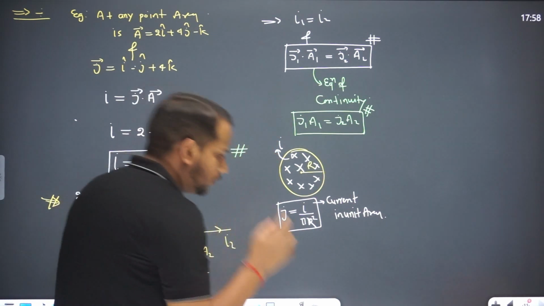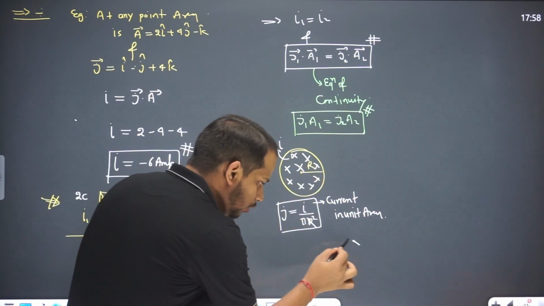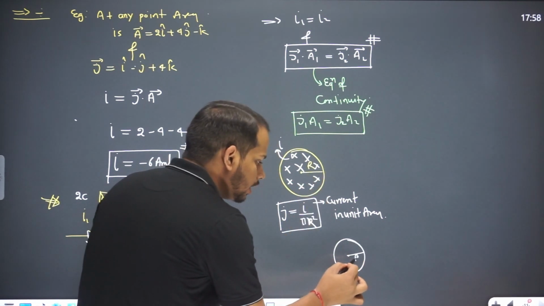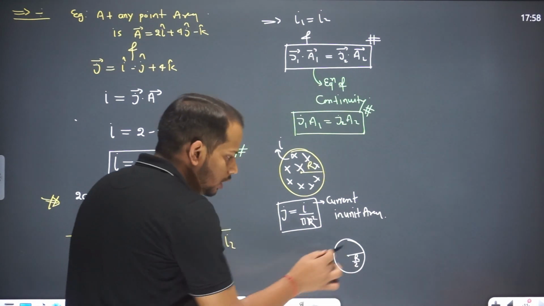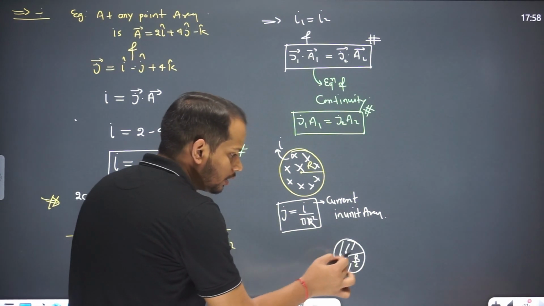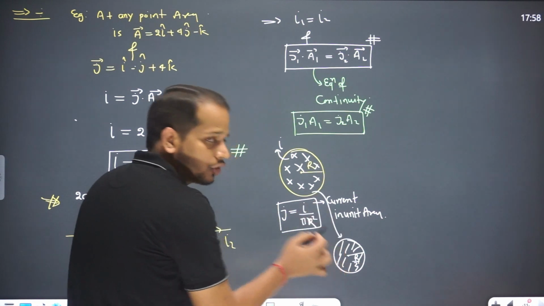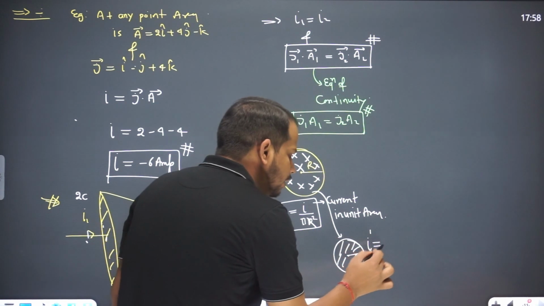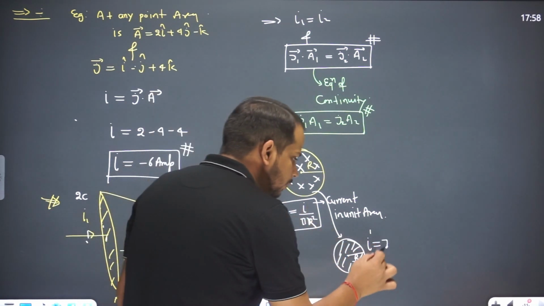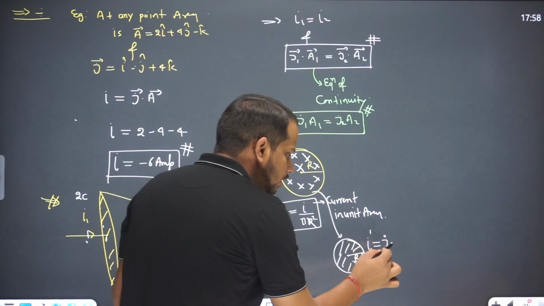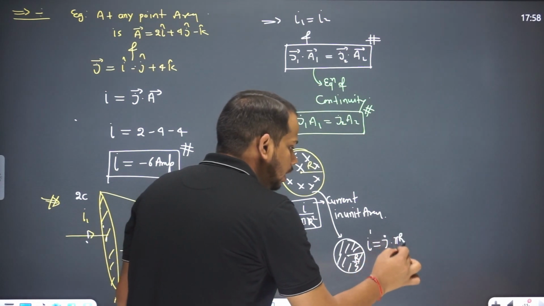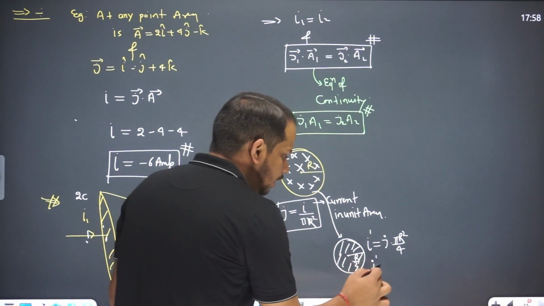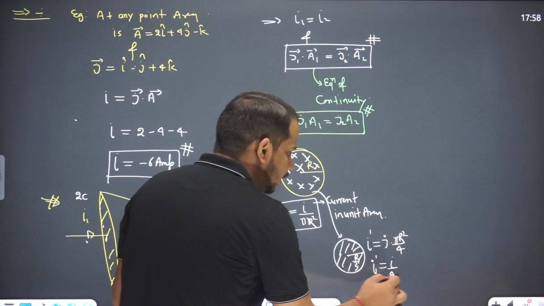Because if I ask you now, for this one, we have taken only this area, that is R by 2 over here. Now I will ask you, what is the current in this region? It's a part of this one, right? So you will say the current in this one is I dash, which is equal to the current in unit area, J, times the area here, which is pi R square by 4. So the current here is equal to I by 4.